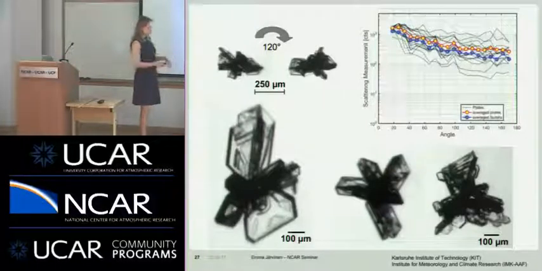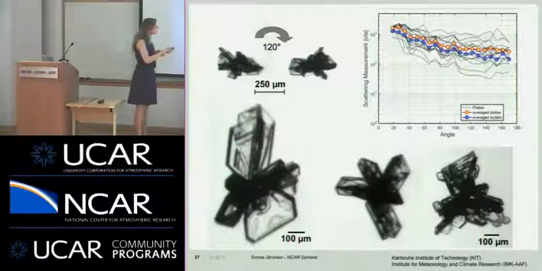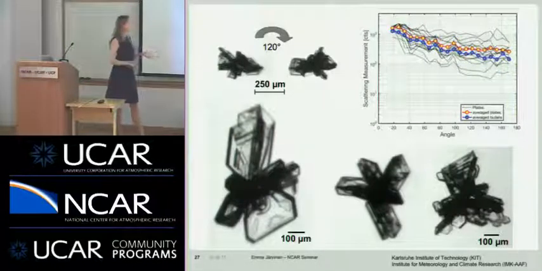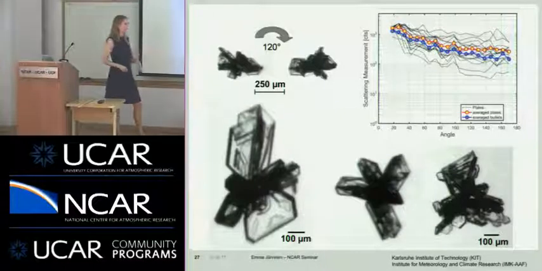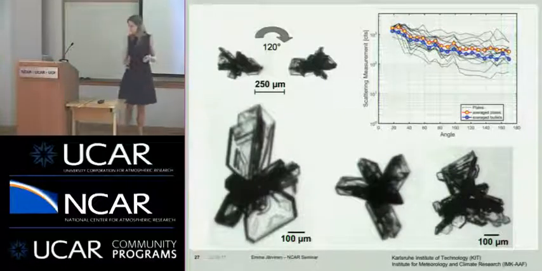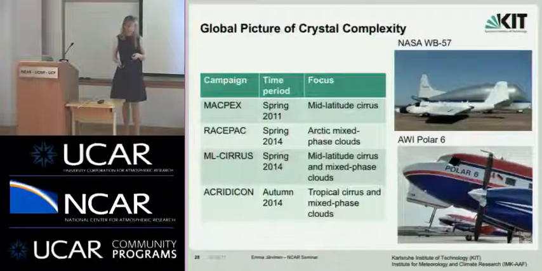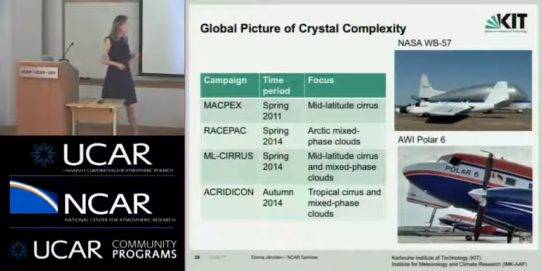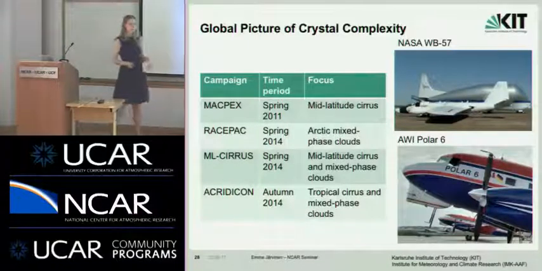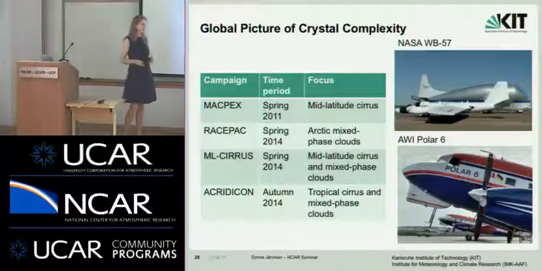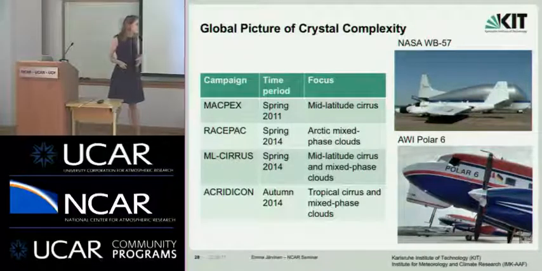And now if we compare the function from the bullets to the function of the plates, again, almost no difference. This is not normalized, so just the shape is almost the same. So again, trying to prove the point, shape does not matter. But then the question is, what does it mean on a global scale? These were some examples from campaigns, but we have been trying to make the first global picture of ice crystal complexity. Is it really important globally, and how do we see it?